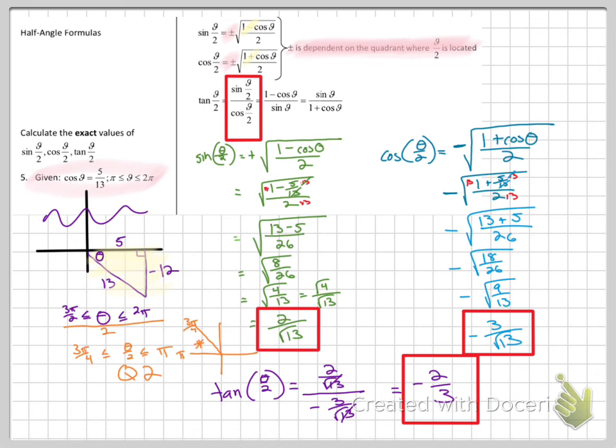Okay, so 2 new formulas that could show up in small problems on their own like this, or in proofs, or in solving equations. But that's the end of the chapter.